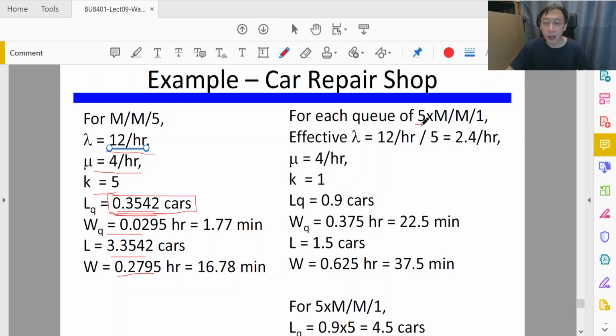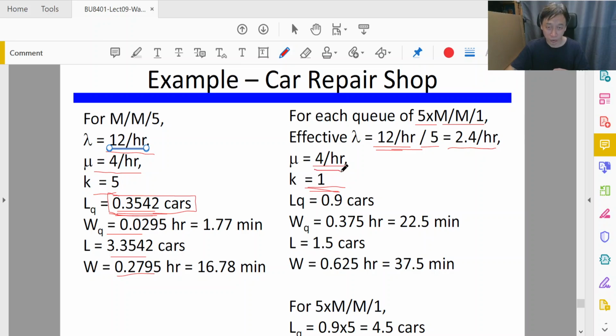Now, for the case of 5 times MM1, we imagine the cars coming in still at a rate of 12 per hour. But when they branch off to the individual queues, the five queues, randomly, let's say uniformly and randomly, then the effective arrival rate that each queue system sees is going to be 12 per hour divided by 5. Unless they tend to swing to the right because of right-hand driving, which is another case for simulation. But right now, let's say they are divided evenly, so 2.4 per hour for each queue system.